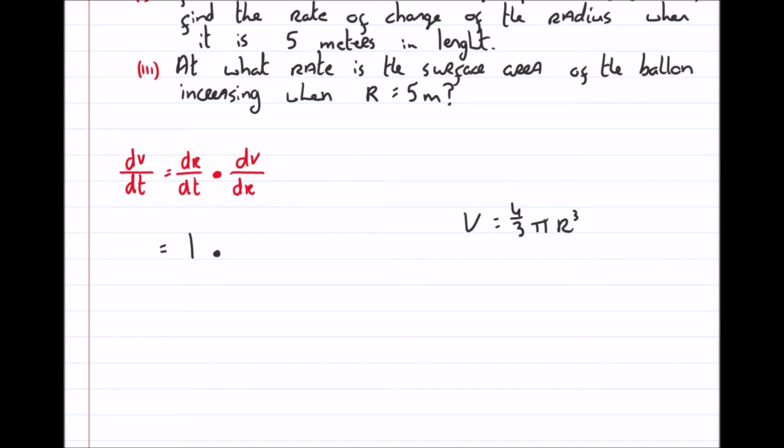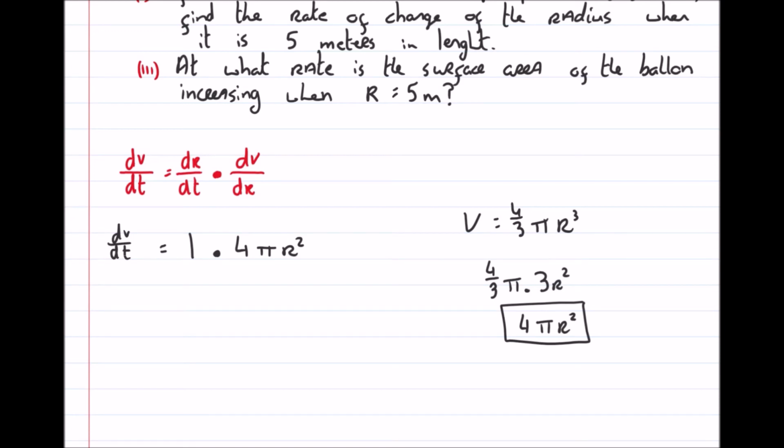differentiated. Okay, you would have to use a chain rule here, right? I'm not going to do it for you, but just do it very quickly. 4/3 pi multiplied by 3r squared, which will give me 4 pi r squared. Okay, that's by using chain rule. So 4 pi r squared. So dV/dt, so the rate of change of volume with respect to time, equals 1 multiplied by 4 pi r squared, which is 4 pi r squared.